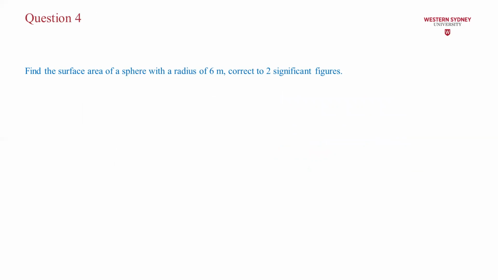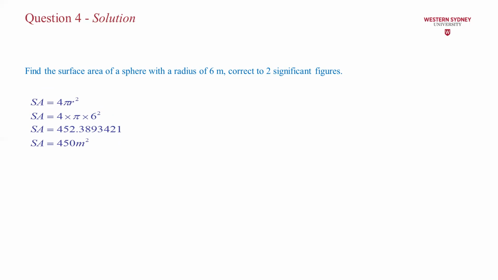Question 4. Find the surface area of a sphere with radius 6 metres, correct to 2 significant figures. The formula for surface area is surface area equals 4 pi r squared. Remember that the units for surface area are square units. Substitute the value of the radius, which is 6, into the formula and calculate. When you do that, you get 452.3893421.